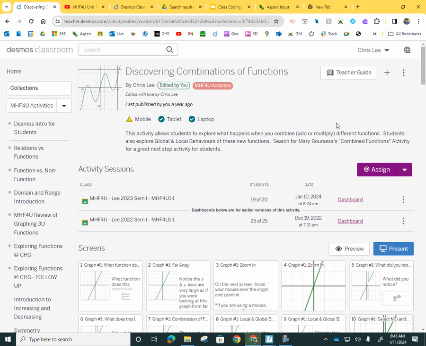Okay, so we're going to look at some key learnings from the Desmos activity that you played around with. The activity is called Discovering Combinations of Functions. I'll put the link down in the notes. But let's see some of the key learnings that you discovered in this activity.